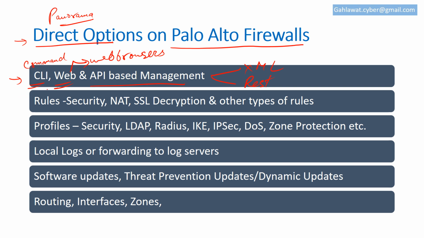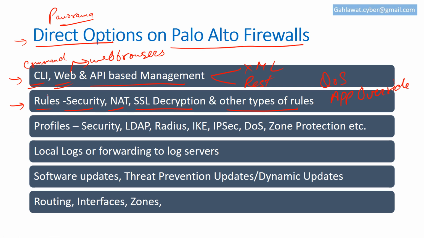Then on the Palo Alto Firewalls individually, the admin can configure and manage different types of rules. That includes the security rules where the admins allow, permit, or kind of drop the traffic. The admins configure the NAT rules, the SSL decryption rules, and the other types of rules like the QoS, the application override, and some other rules.